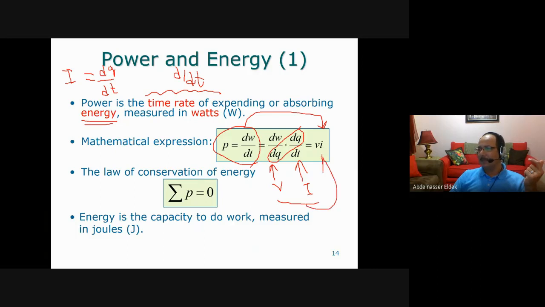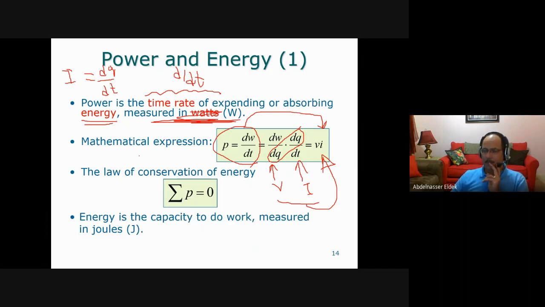V times I. So if you want to calculate the power absorbed by any element or power generated by any source, all you have to do is multiply the voltage across this element times the current. Voltage times the current will give you the power. What is the unit for power? It is in watts. Oh, I'm sorry.